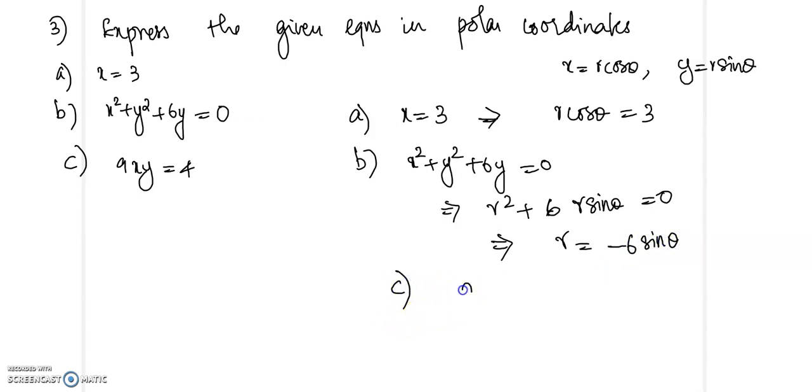And the third curve is 9xy equal to 4. Again use x equal to r cos θ and y equal to r sin θ. So we'll get 9r square cos θ sin θ equal to 4. So that is the associated polar curve.